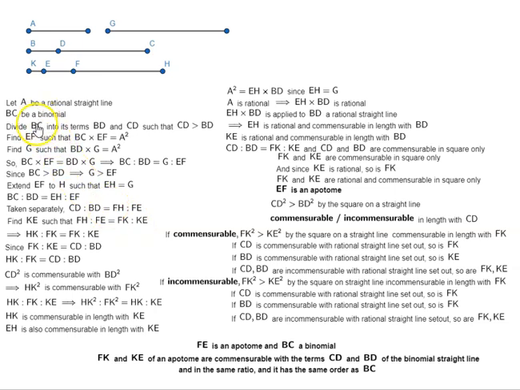That if we apply the square on a rational straight line to a binomial, then it produces as breadth an apotome such that the terms of the apotome are commensurable with the terms of the binomial straight line, and they are in the same ratio, and they have the same order. So that is proposition number 112 of book 10 of Euclid's Elements.